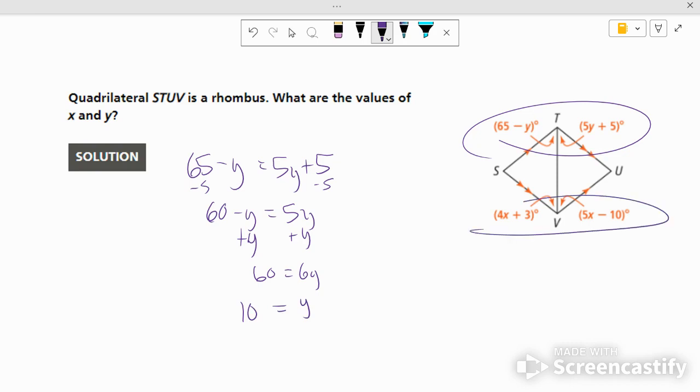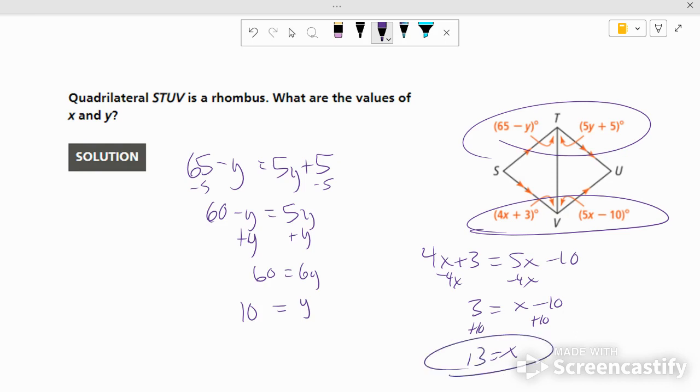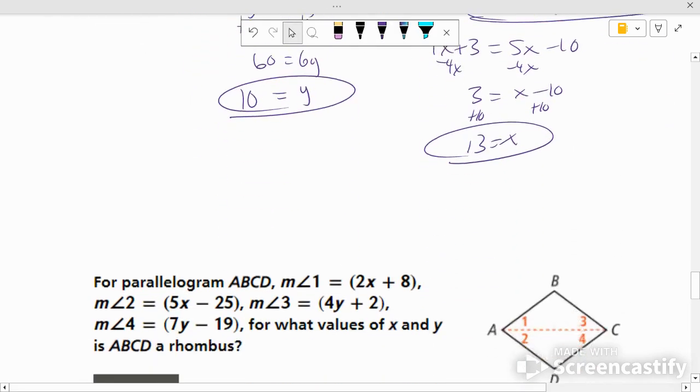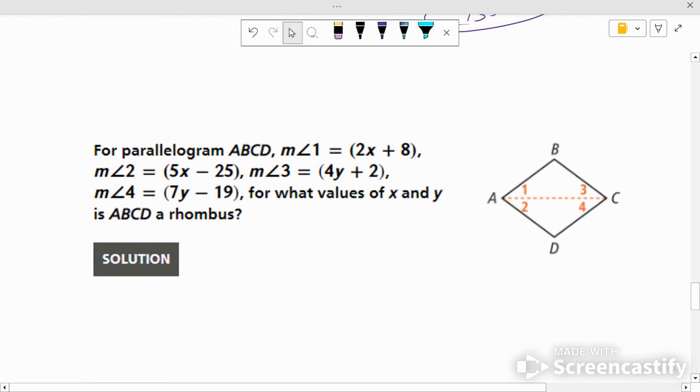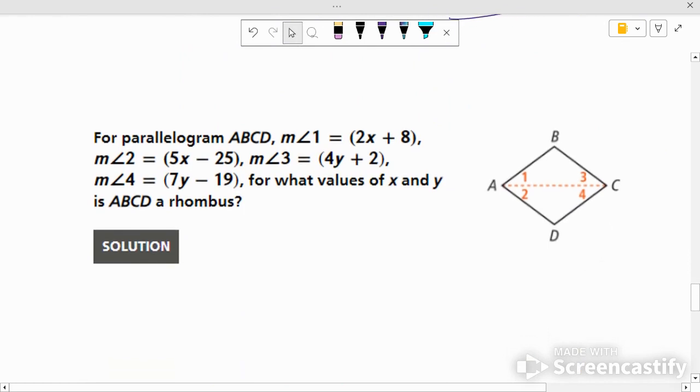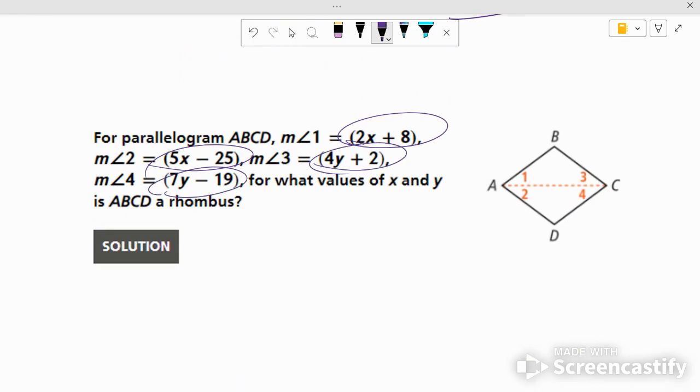So to figure out x, set these two equal. 4x plus 3 equals 5x minus 10. So subtract 4x. So 3 equals x minus 10. Add 10. X equals 13. Okay. This is the same type of thing. 1 and 2, you would set equal to each other. 3 and 4, you'd set equal to each other to figure out what x and y are. You guys are smart. You guys can handle that.